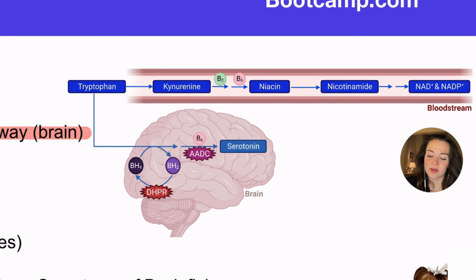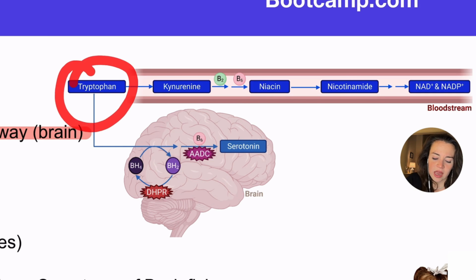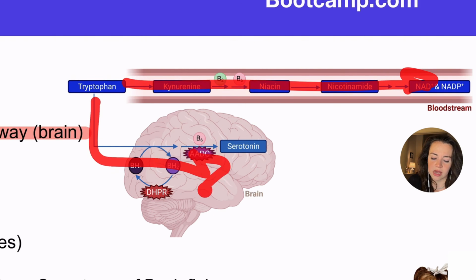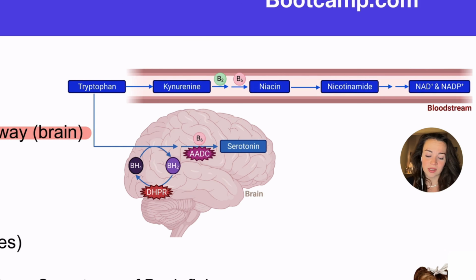So we can take a look at our image here. We're starting with tryptophan, and you can see the two different pathways. Here's the niacin pathway and then the serotonin pathway, which we'll talk about in a bit. An important disclaimer here is that in reality, the breakdown pathways of tryptophan, including this kynurenine pathway, are in fact very complicated, but for the sake of step 1, there's actually not a whole lot you need to know about it.